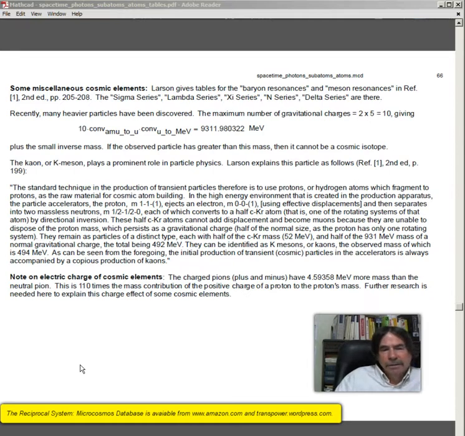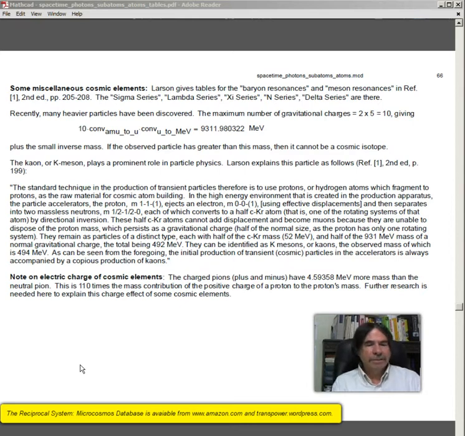Note on electric charge of cosmic elements. The charged pions, plus and minus, have 4.59358 MeV more mass than the neutral pion. This is 110 times the mass contribution of positive charge of a proton to the proton's mass. Further research is needed here to explain this charge effect of some cosmic elements.